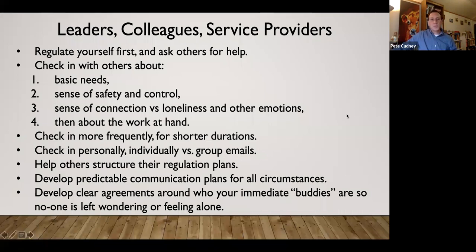Develop predictable communication plans for all circumstances. I think every unit team, every district office has been doing this, so keep it up. What's your remote huddle plan? Does everyone have a buddy?